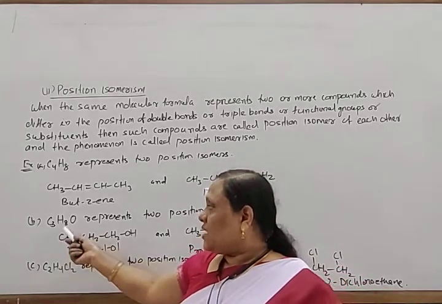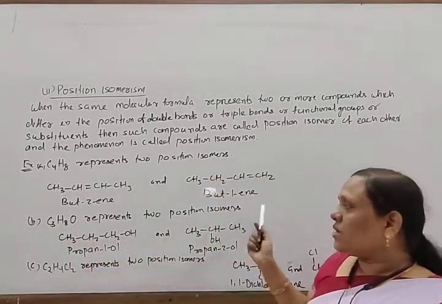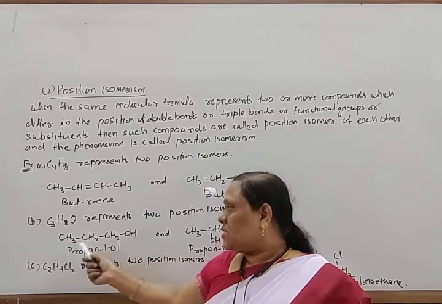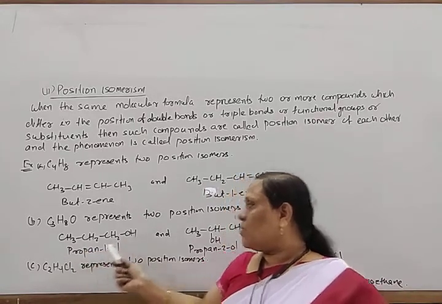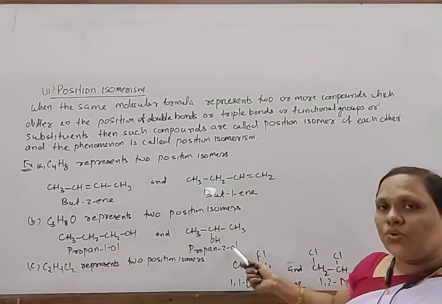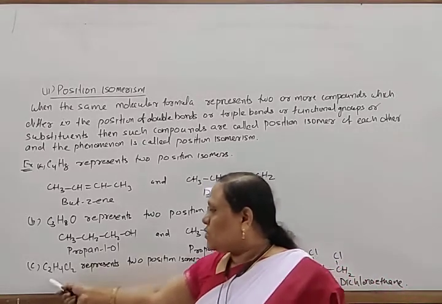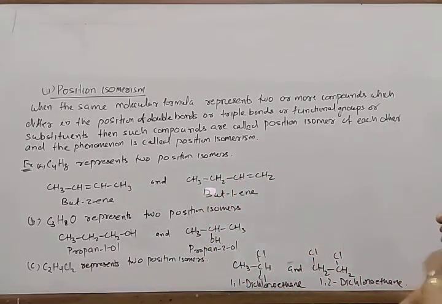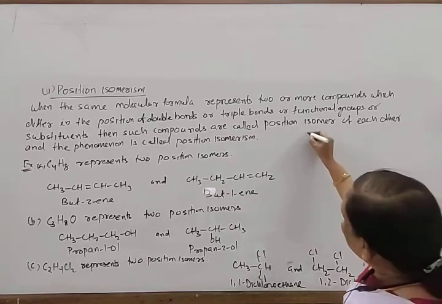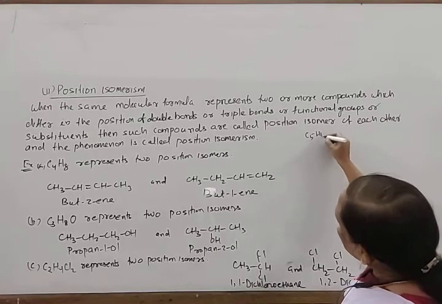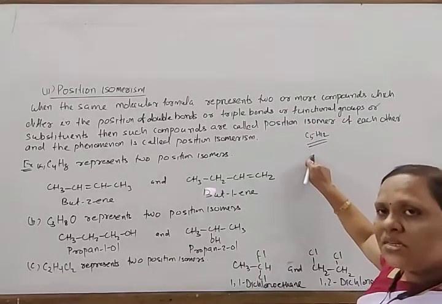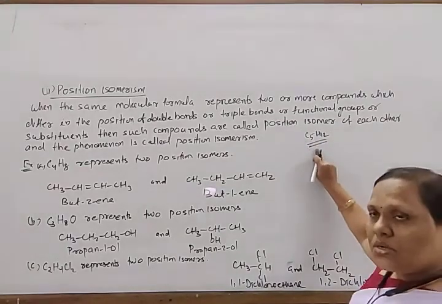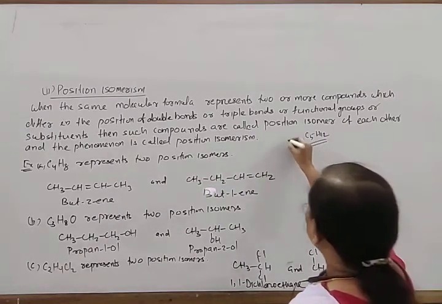Similarly, C3H8O represents two positional isomers. One is CH3CH2CH2OH, propan-1-ol, another is propan-2-ol. Similarly, C2H4Cl2 represents two position isomers: 1,1-dichloroethane and 1,2-dichloroethane. Similarly, if we go for C5H12, that also represents different position isomers in the position of substituents.